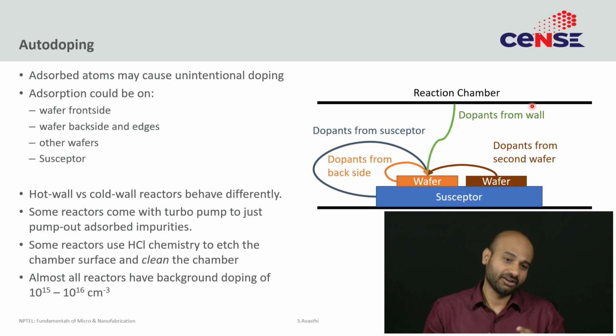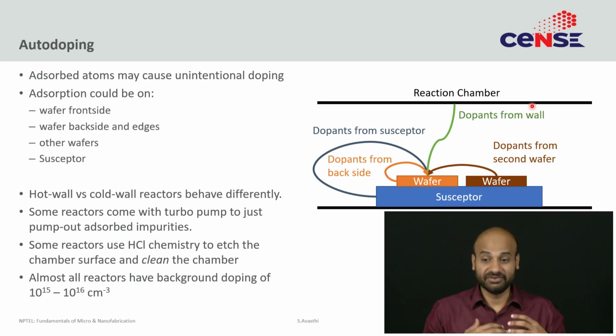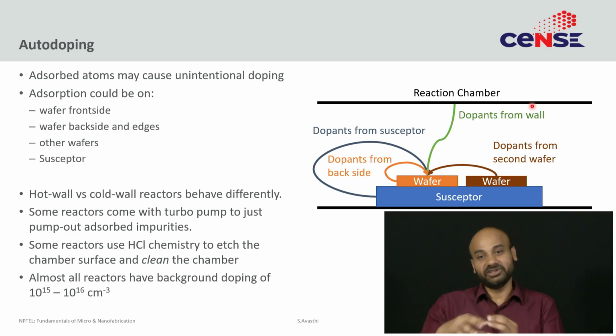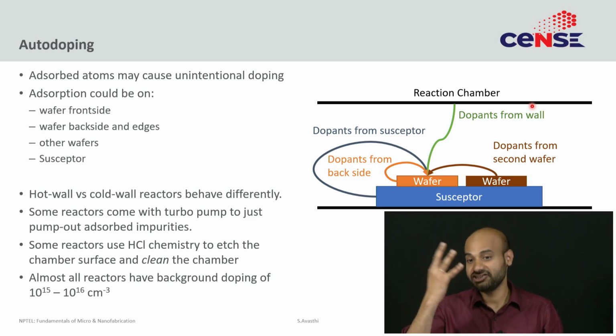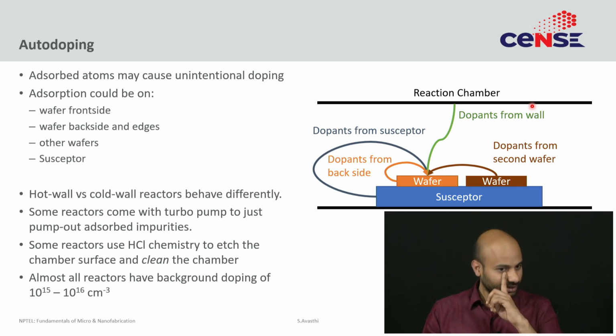Now there are details like hot walled cylinder and cold walled cylinders behave differently. Some reactors come with turbo pumps. You don't use a turbo pump during the growth. The turbo pump is simply so that it can suck out all the contamination before the growth starts. Some reactors come with HCl. That HCl is simply used to etch the chamber and the susceptor a little bit so that you clean up all the gunk or all the dopants away so that you have a virgin surface to start from. But even then, as I said, all reactors have some background doping. It really depends whether it's 10 power 14 or 10 power 16.